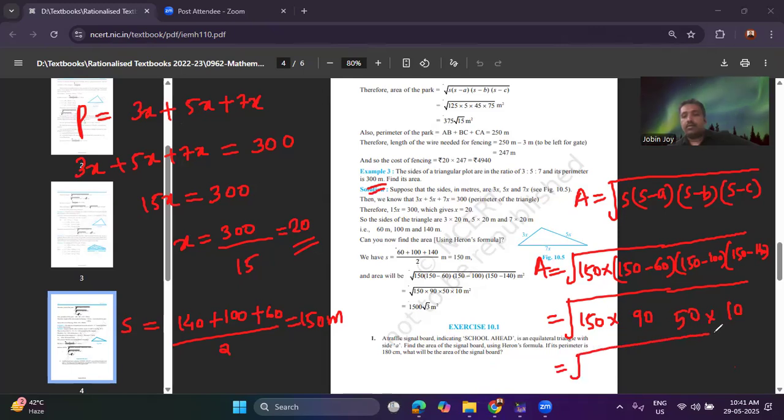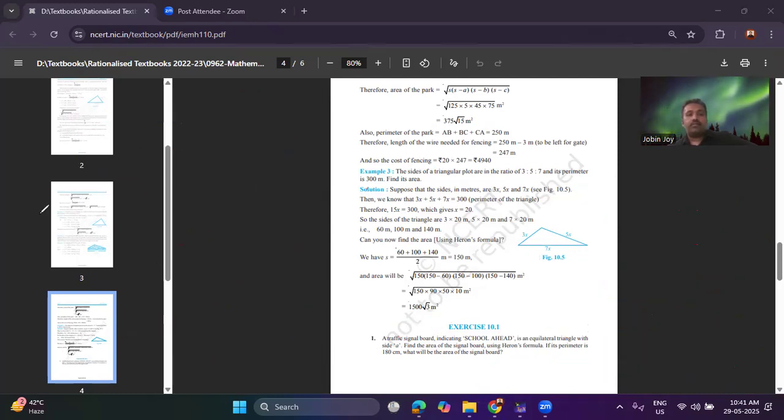That will be equal to the square root of 675 with 4 zeros. So that will be equal to 2598.08 meter square, or you can write 1500 root 3 meter square. So in this way, you can easily calculate the area of a triangle using Heron's formula.